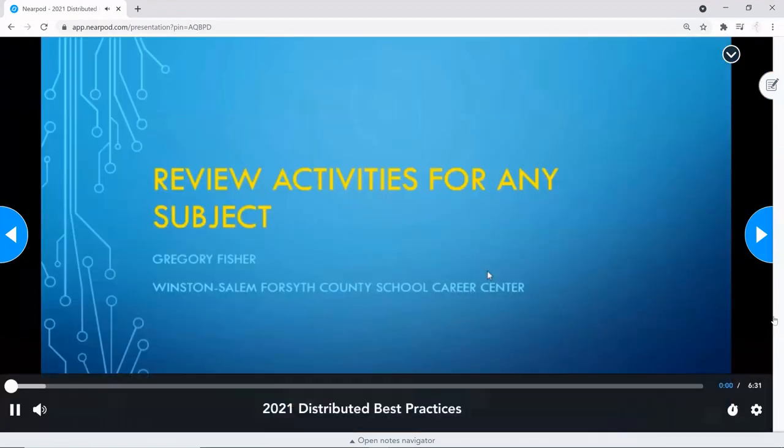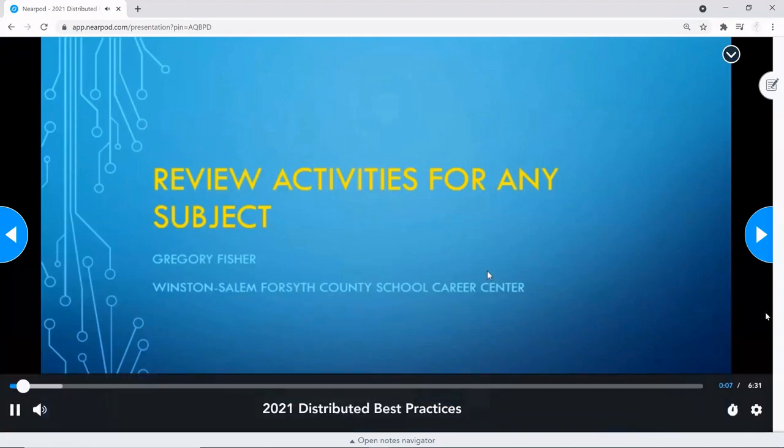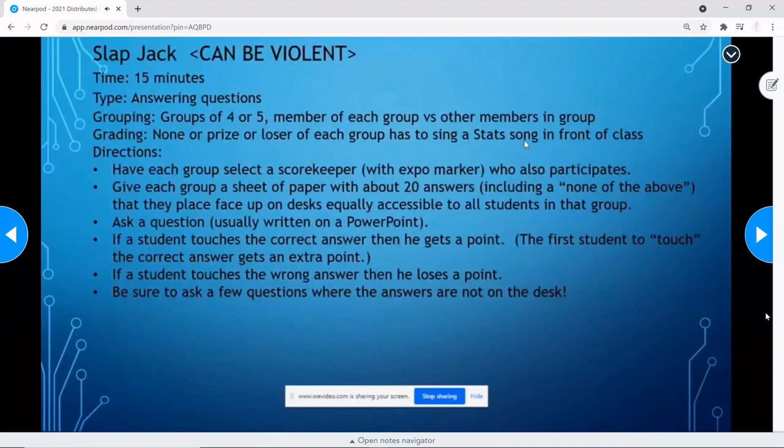For some review activities that I've used in stats, but I've also used in Algebra 1, but they can also be adapted for other subjects such as English and social studies. The first one is called Slapjack. Basically, as a teacher, I put a board of about 25 answers on a table for each group to use. So if members are competing against other members in their group, usually I give the winners a small prize. And basically, I'm going to ask a question, and they want to be the first person to slap the answer.